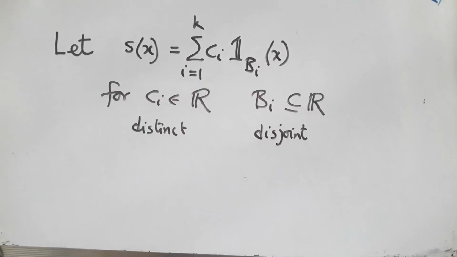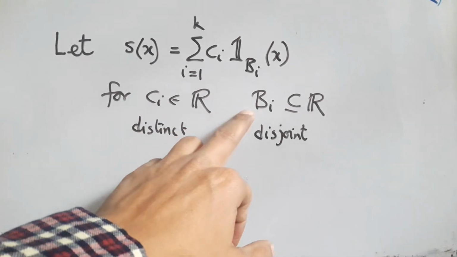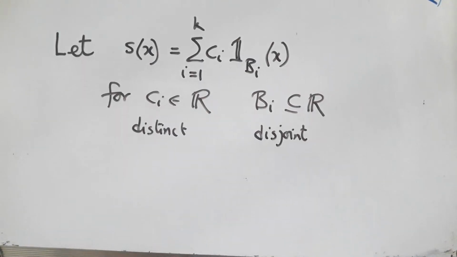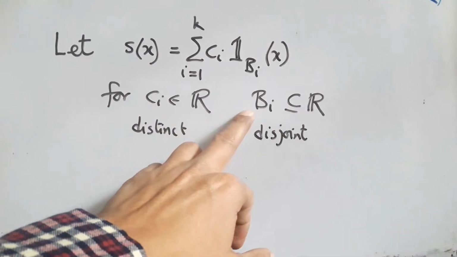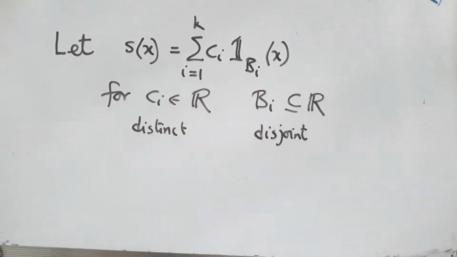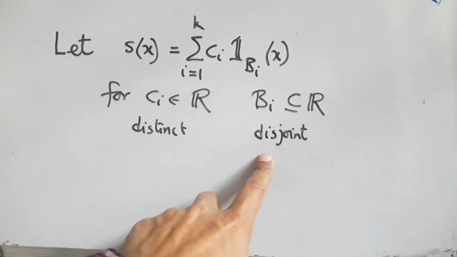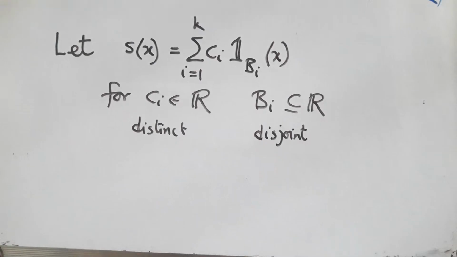Here is one little exercise for you just to get used to the concept of a function being measurable. I have given you a simple function of our familiar form, summation c_i times indicator of B_i of x, where the c_i's are real numbers and B_i's are any subsets of R. Without loss of generality, you can assume that the c_i's are all distinct and B_i's are all disjoint. The only condition that I have dropped here is that the B_i's are all measurable, that is B_i's are in script B, and that is exactly where the problem lies.